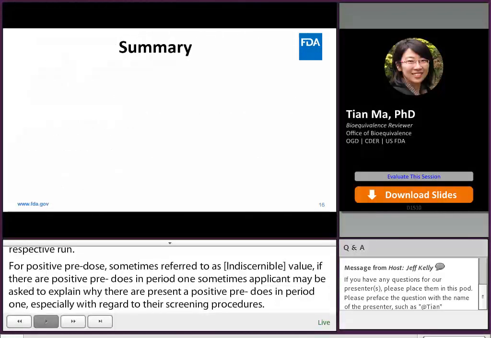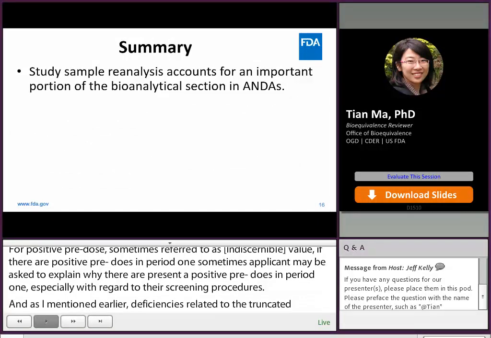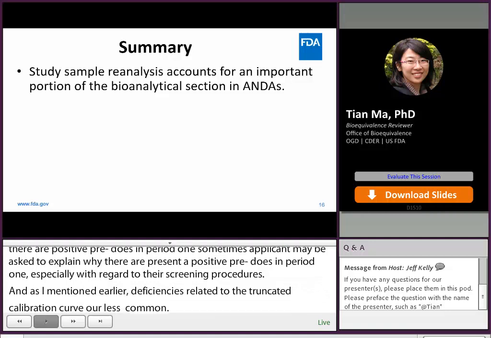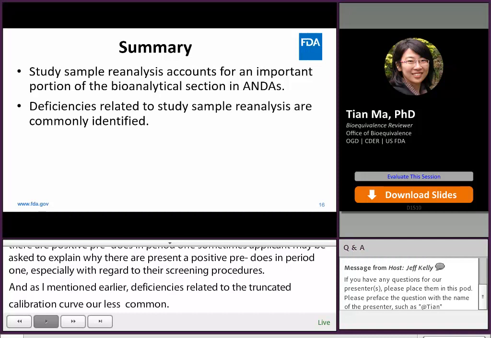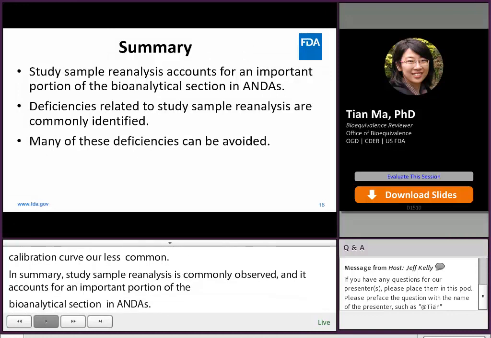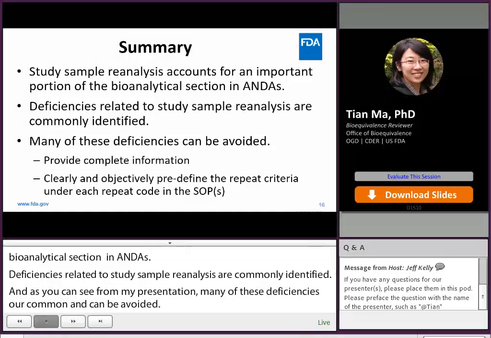In summary, study sample reanalysis is commonly observed, and it accounts for an important portion of the bioanalytical section in ANDAs. Deficiencies related to study sample reanalysis are commonly identified. And as you can see from my presentation, many of these deficiencies are common and can be avoided. For example, they can be avoided by providing more complete information, and also by clearly and objectively predefining the repeat criteria under each repeat code in the SOPs.